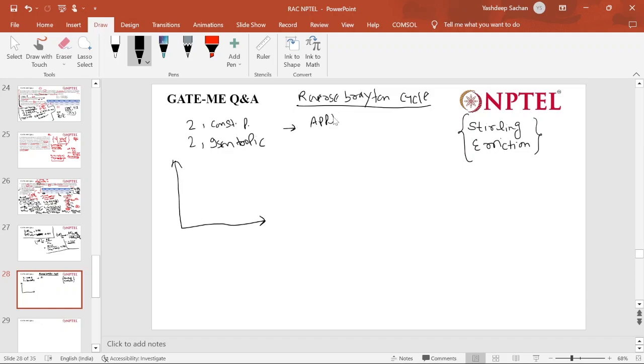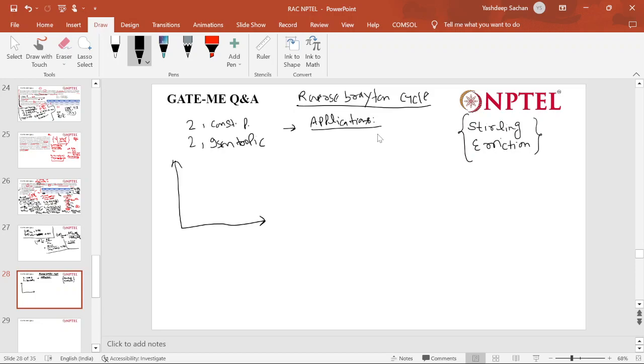Air refrigeration cycles. Applications: aircraft. Can anyone tell the other name of the reverse Brayton cycle? Reversed Joule cycle, Bell-Coleman cycle. Okay. So sometimes you say Joule cycle, sometimes you say Brayton cycle.